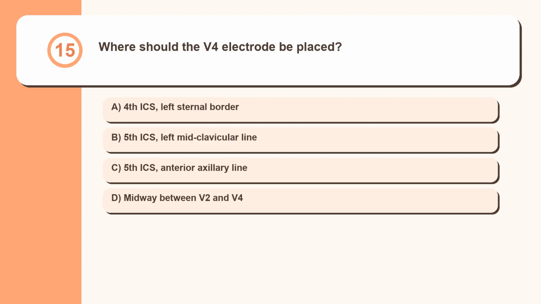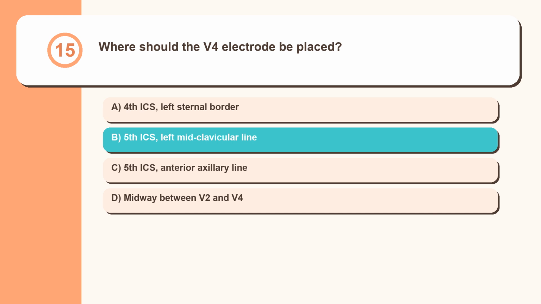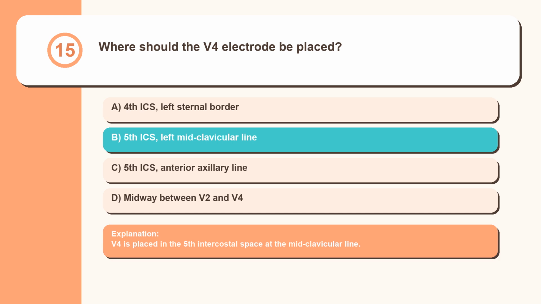Question 15. Where should the V4 electrode be placed? 4th ICS, left sternal border. 5th ICS, left midclavicular line. 5th ICS, anterior axillary line. Midway between V2 and V4. V4 is placed in the 5th intercostal space at the midclavicular line.